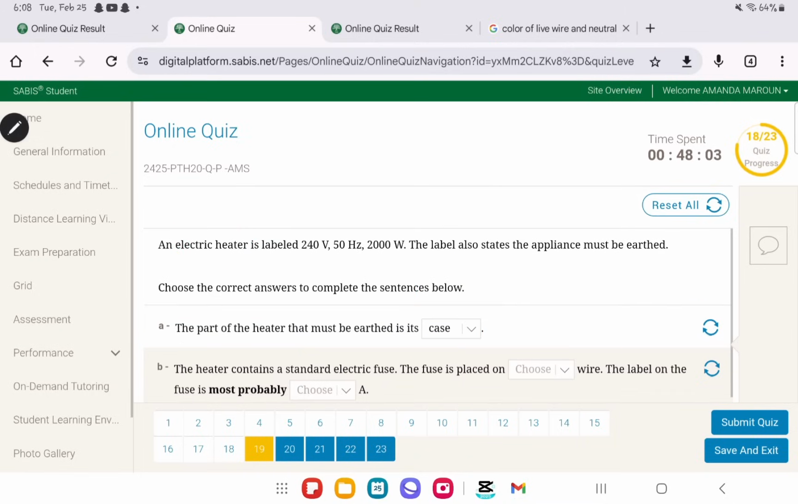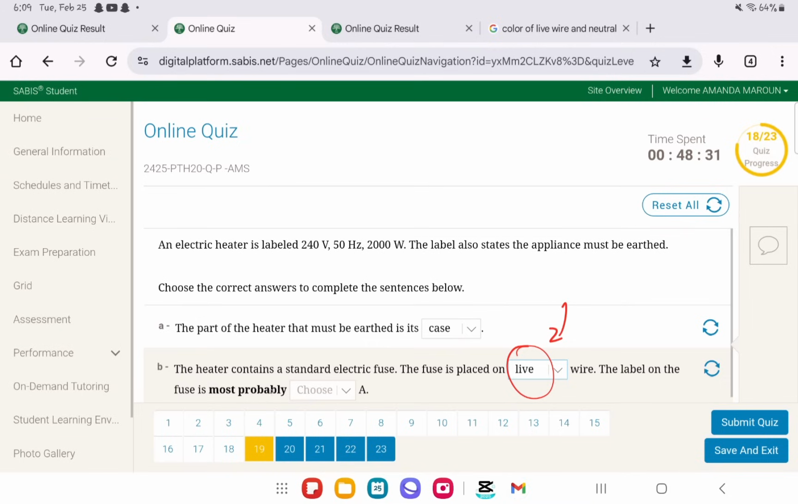Okay, the heater contains a standard electric fuse. The fuse is placed on the live wire. Why is it placed on the live wire? Because the live wire has the current passing through it. And what is the fuse's role? When a current greater than the needed current passes through the fuse, it will melt and disconnect, not letting the current flow through and damage the device.